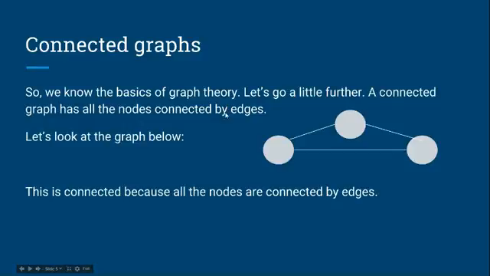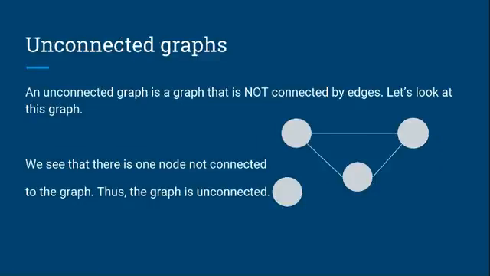A connected graph has all the nodes connected by edges. So you can see that it's all connected. If we had a node here that's not connected, that's an unconnected graph. All right, let's look at the graph below. Unconnected graph: it's the same idea, except it's not connected by edges. We can see all of this, and then this is alone, not connected to anything.